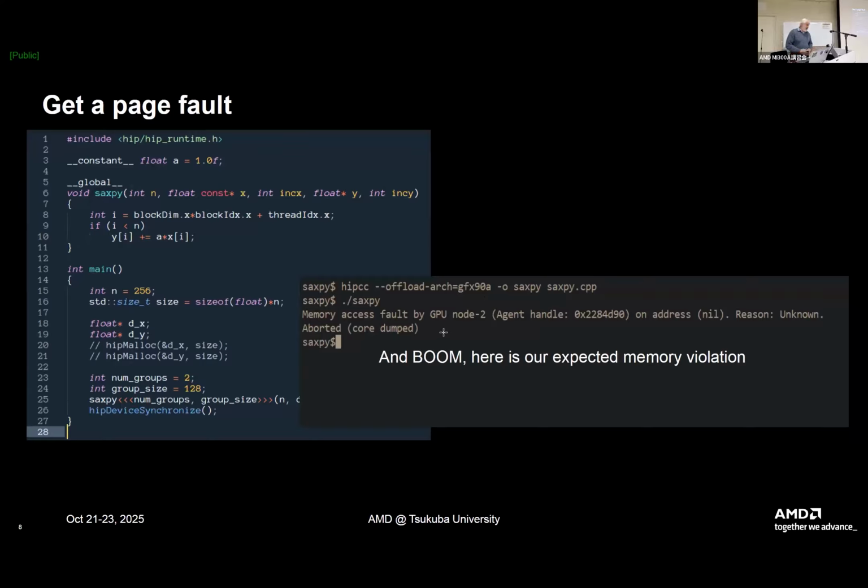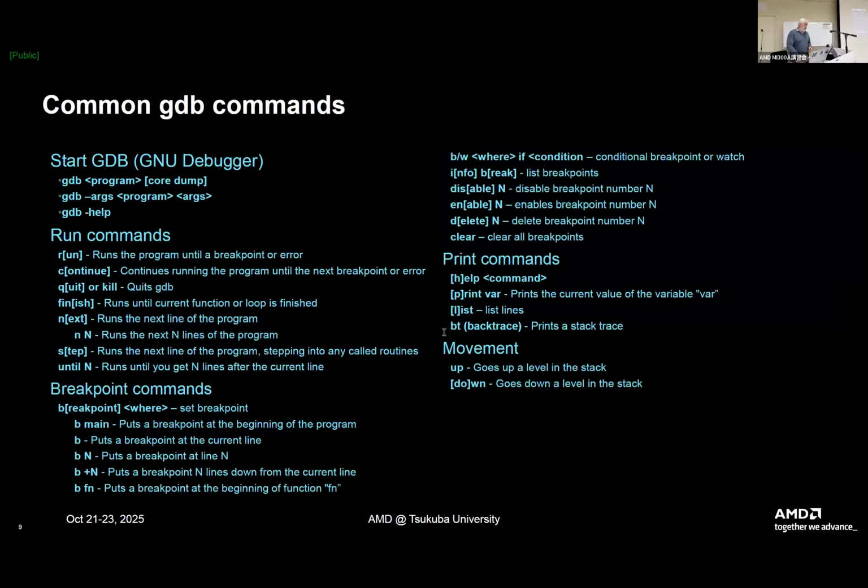It doesn't give you a lot of information here. It just says memory access fault. So we haven't done anything with the debugger yet. So let's see how we use the debugger to find out what's going on. With the debugger, I usually want to find what line is causing the error, and I can usually figure out why if I know what line it is. So that's our first goal.